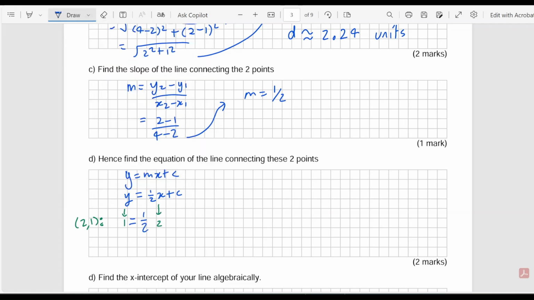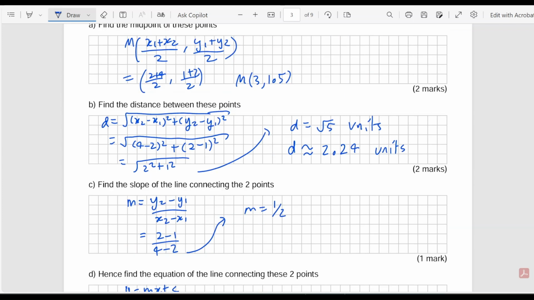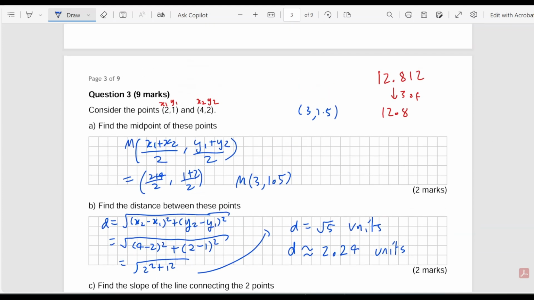So that's a half times 2 plus c. So 1 is a half of 2 is 1. So c is actually 0 in this case. So y is half x plus 0, or in other words, y is half x, just like that. And if you actually look at these 2 points, you'll notice that the y value is always half of the x value, so that works.